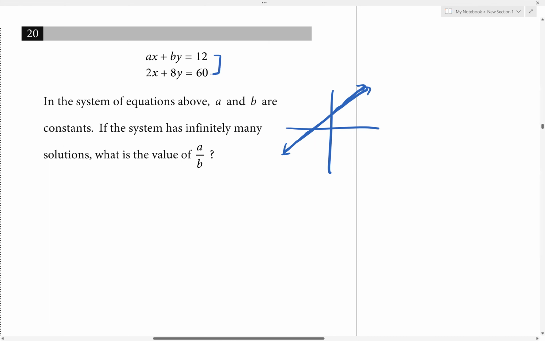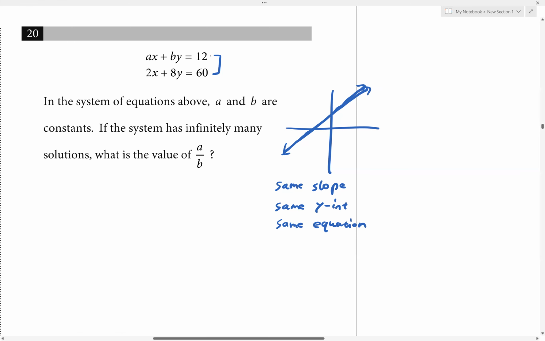Whenever there are infinitely many solutions, we know the two equations have to be exactly the same. Same slope, same y-intercept, same everything. Same equation. The numbers might not look the same sometimes, but one equation could be a multiple of the other. If we divide out the common factor, it will be the same equation.